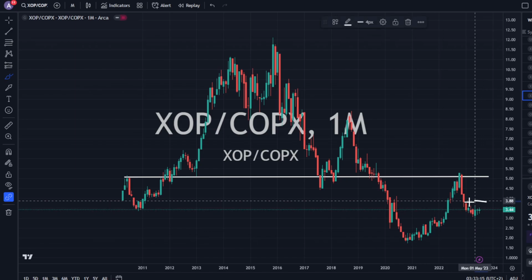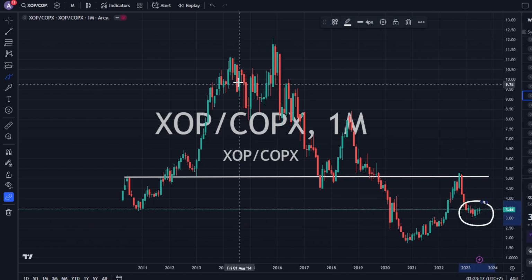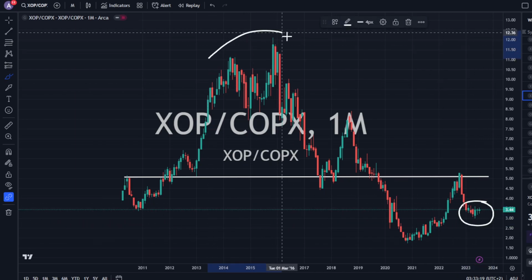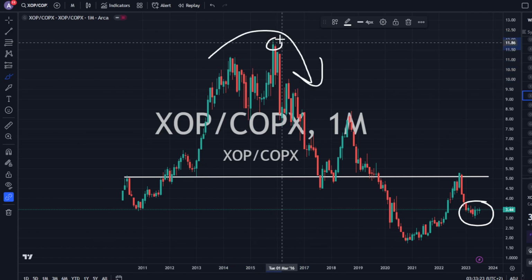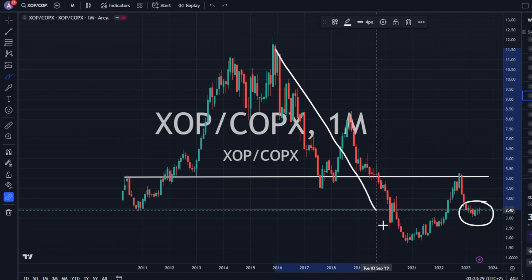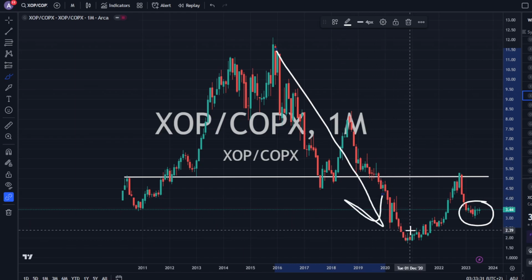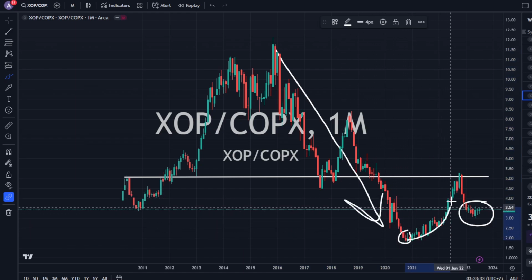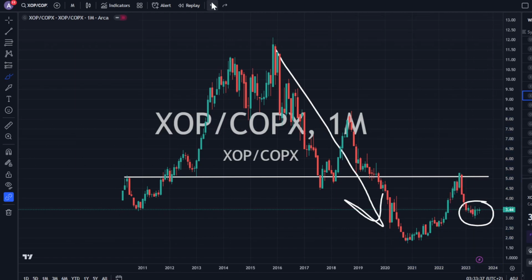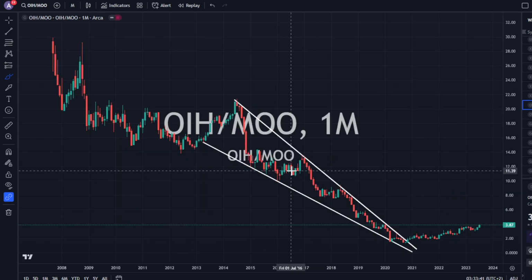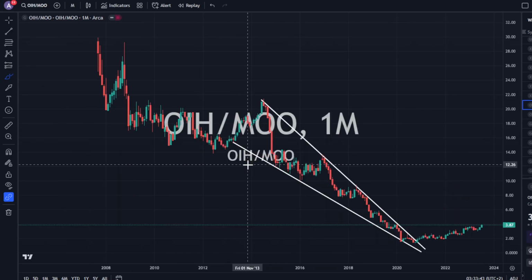XOP versus COPX. We are still cheap for XOP versus the copper ETF. This is definitely a high. We turned back low. This is probably November of 15. And COPX outperformed that high. So COPX outperformed all the way till October, November of 2020. Then we had the big move, hit that, and I think we were going to probably move higher where XOP will outperform.